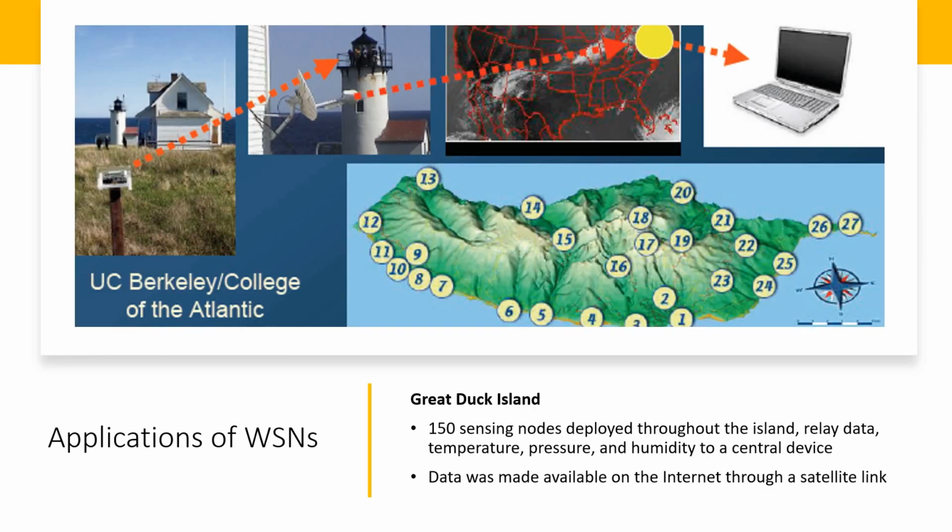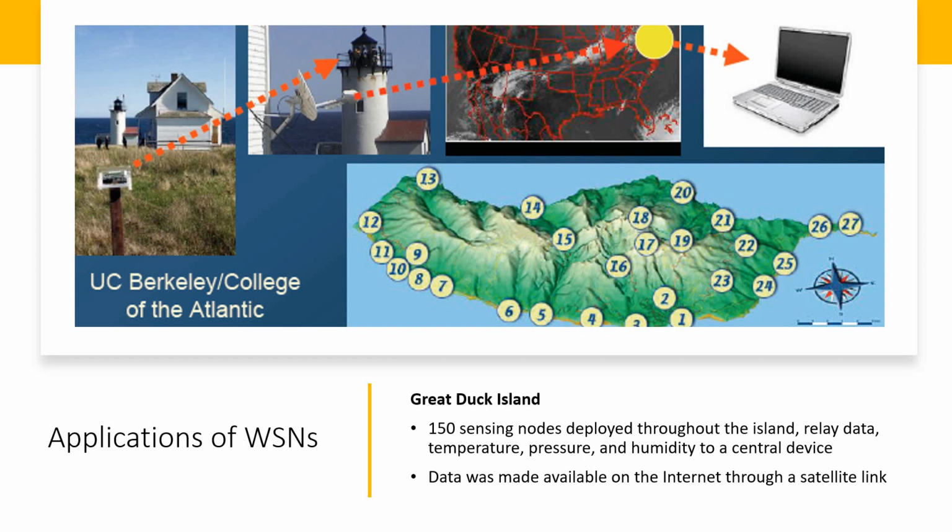This is an example of a wireless sensor network deployed by the University of California, Berkeley, combined with the College of the Atlantic. It is deployed on Great Duck Island. The sensor network contains 150 sensing nodes deployed throughout the island, which relay data on temperature, pressure, and humidity to a central device. This data was made available on the internet through a satellite link.